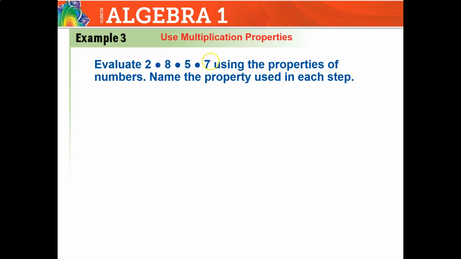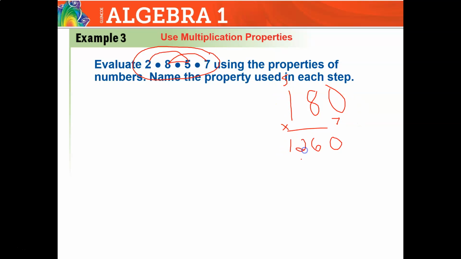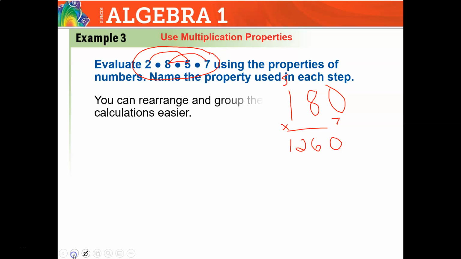Multiplication properties. So we're going to take 2 times 8 times 5 times 7. I might take the 2 times 5 and get 10. 10 times 8 would be 180. And then 180 times 7. 7 times 8 is 56. 7 times 1 is 7, plus 5 would be 12. Let's see how they did it.